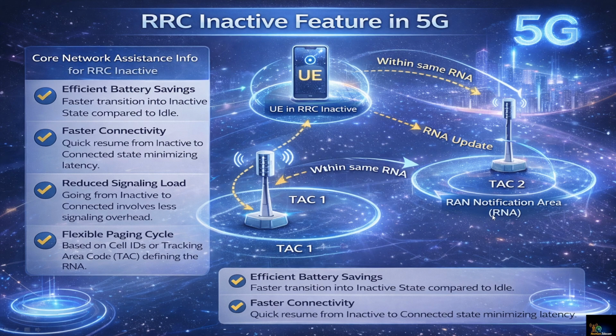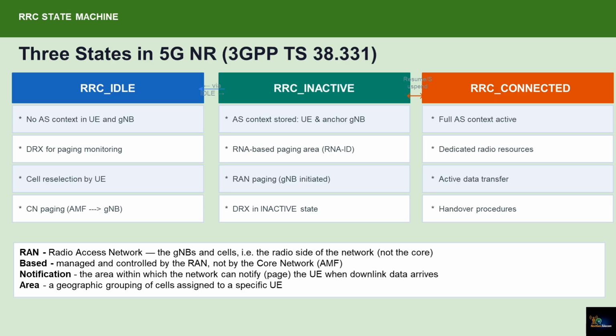So the improvements here are the points. The improvements are efficient battery saving, faster connectivity, reduced signaling load, and flexible paging cycles. Next are the states. There are three states in 5G: RRC Idle, RRC Inactive, and RRC Connected.